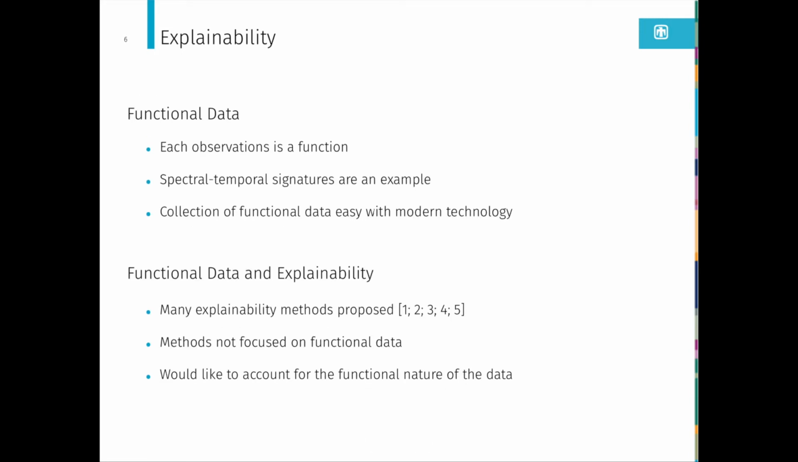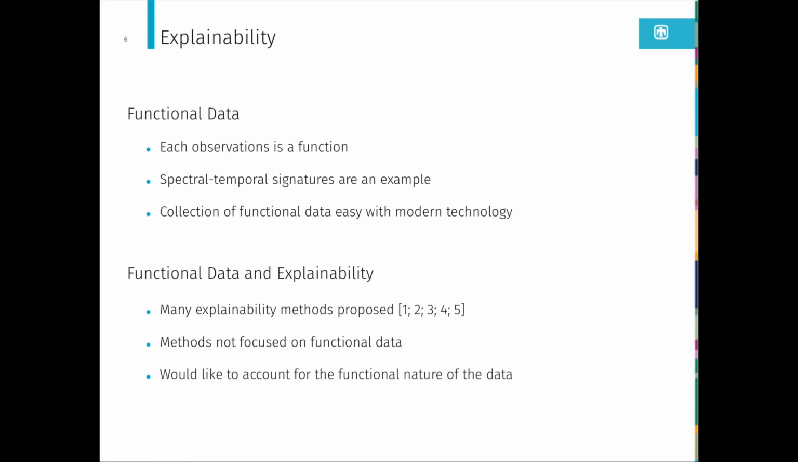In the application we are working with, we have functional data. That is, each observation in the dataset can be thought of as a function. In our case, they are functions over time, which is common with functional data, but the functions may also be functions over space or other dimensions. This ability to collect functional data has become much easier with modern technology. For example, wearable devices such as glucose monitors and activity trackers are providing loads of functional data.